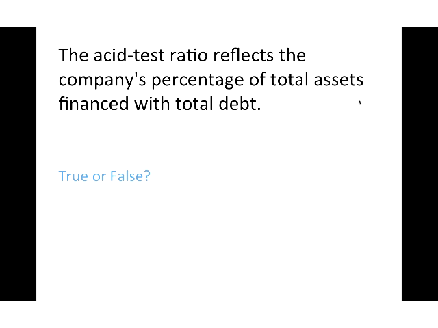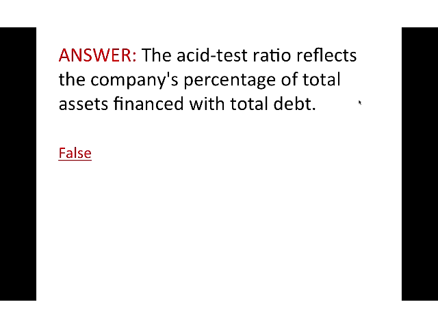Okay, I have the answer false. You're absolutely right. The reason it's false is when we talk about asset test ratio, it only deals with current liabilities and some current assets. This question, percentage of total assets financed with total debt, that's actually the definition of the debt ratio. Debt ratio deals with total debt and total assets. When we're dealing with the asset test ratio, that's some current assets divided by current liabilities. So this is false.